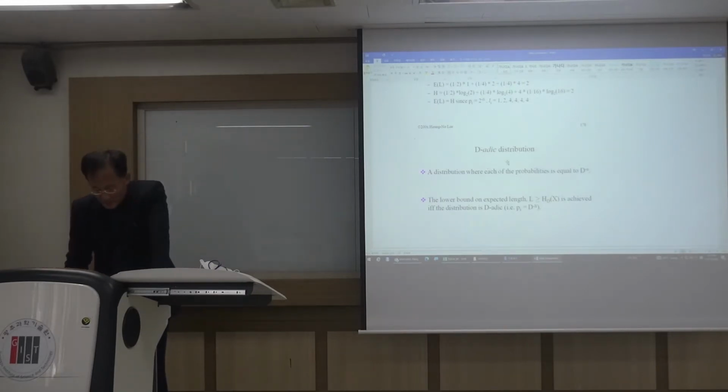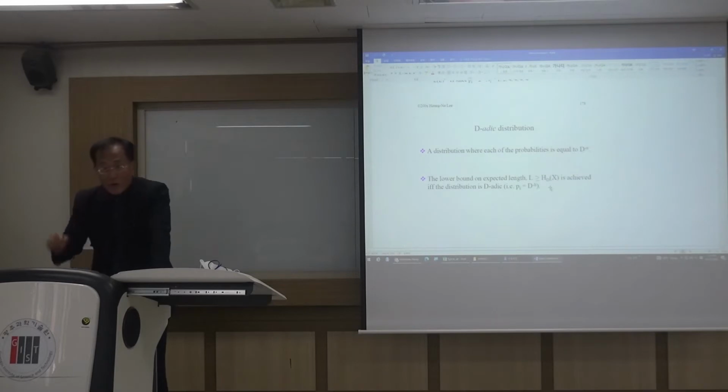So d-adic distribution. In this particular case, d to the minus n is exactly equal to the inverse of 2 to the power of something, or d to the power of something. That is a d-adic distribution. In such a case, optimal Li is exactly the same as minus log d of p of i, right? That was the case where we have the horse example, right? Where d was equal to 2.